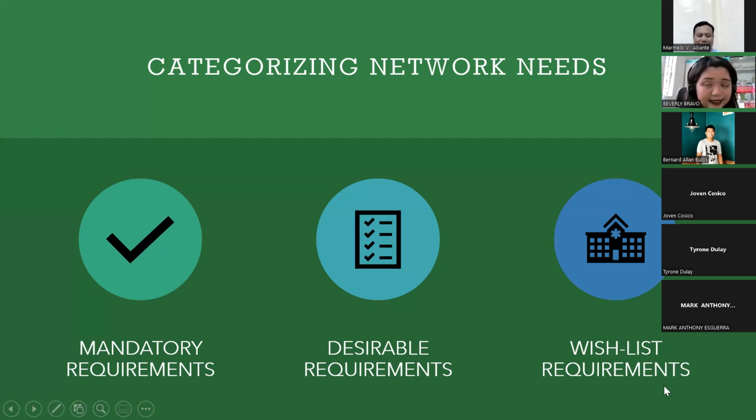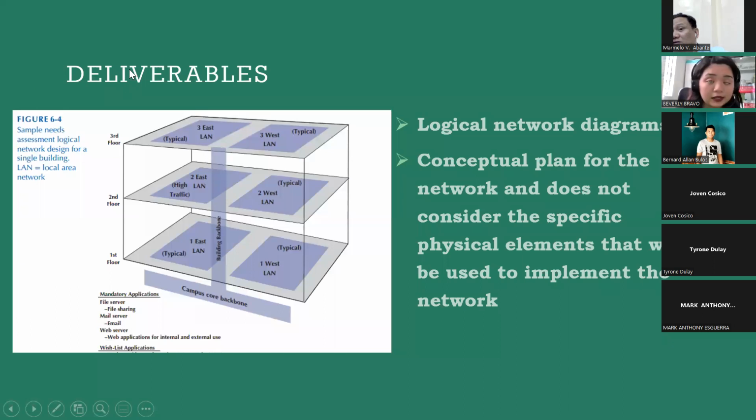The wish list requirement is a requirement that basically doesn't cover the scope. Of course, when we design a certain product, especially this network design, we have to declare the scope. So if the scope doesn't cover some features, those would be included in the wish list requirement. It could be the next version of the network design in the future. So yeah, next up, what are the deliverables of this stage?